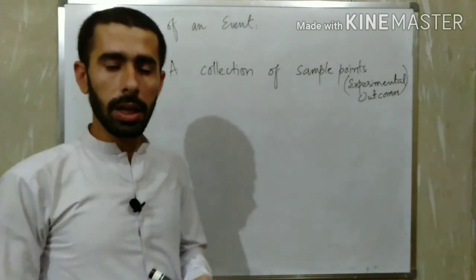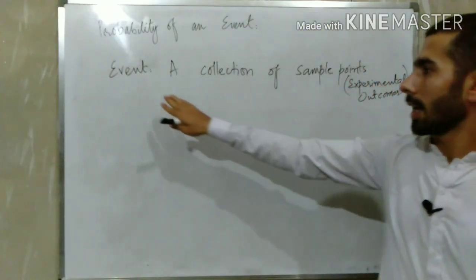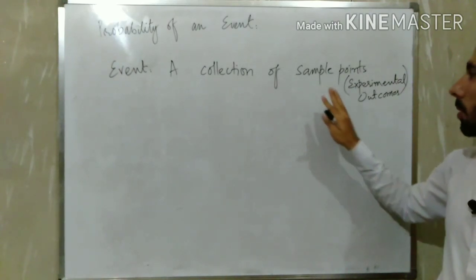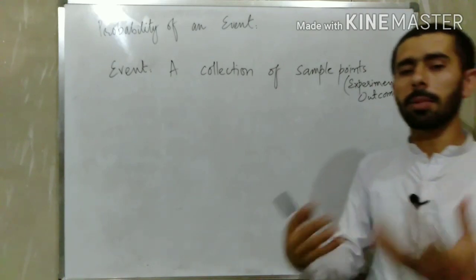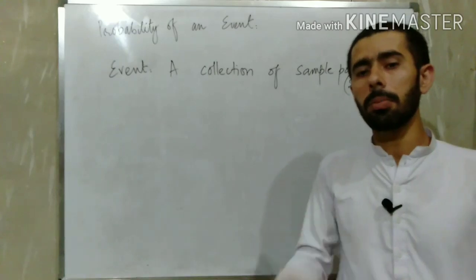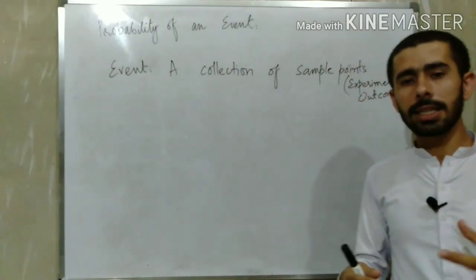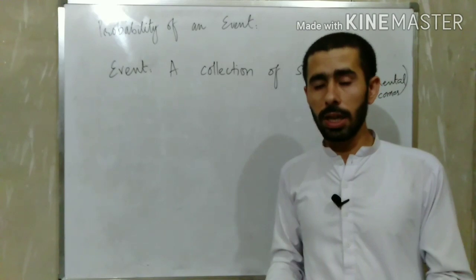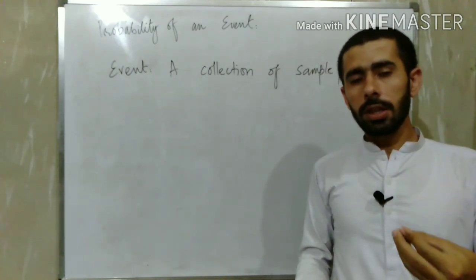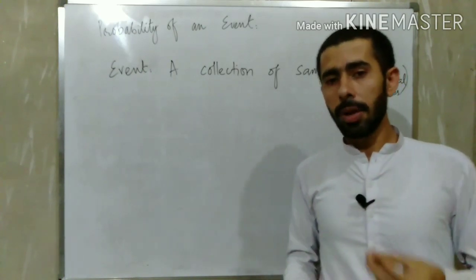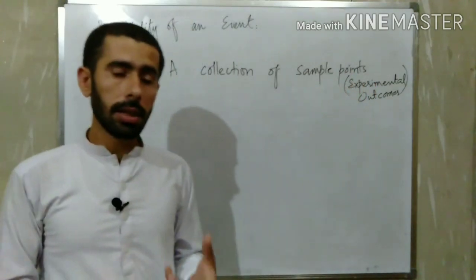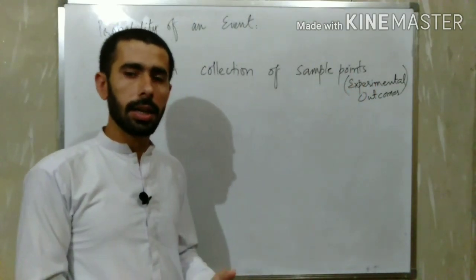So in the first lecture we already learnt that an event is simply some collection of the sample points, and by sample points we mean the experimental outcomes. Whatever random experiment we are performing, all its outcomes are called sample points. Whenever we take some of those sample points, those experimental outcomes, that collection is called the event for that particular random experiment.